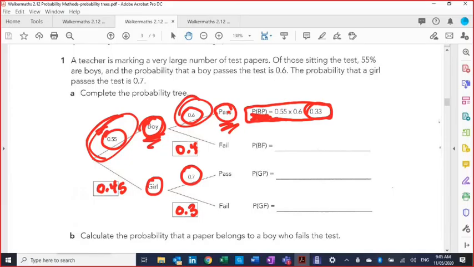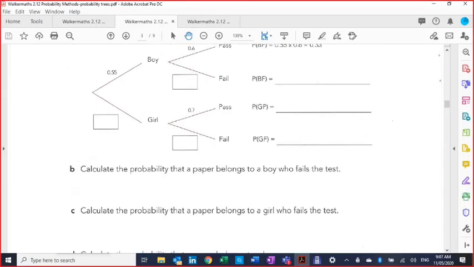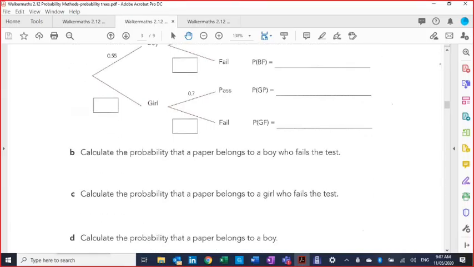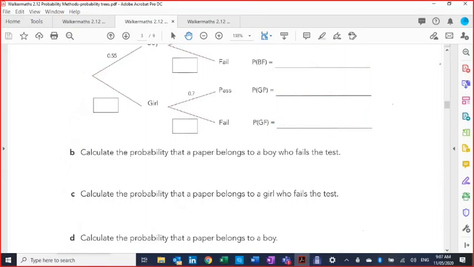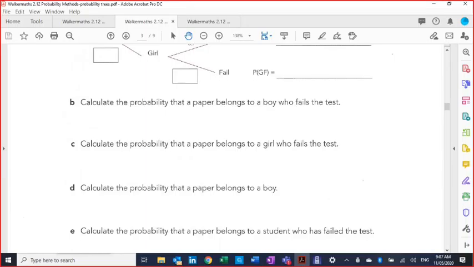Okay? And here they're just asking you some different questions. Probability the paper belongs to a girl who fails. Okay? That means we need girl, fail. Right? And again, you'll already have all the numbers worked out. All the math will be done for each branch here. So you already have it all figured out and filled out. Probability the paper belongs to a girl who fails.